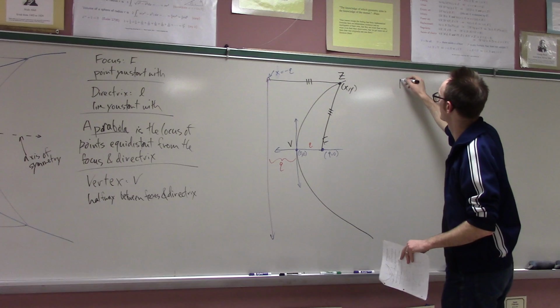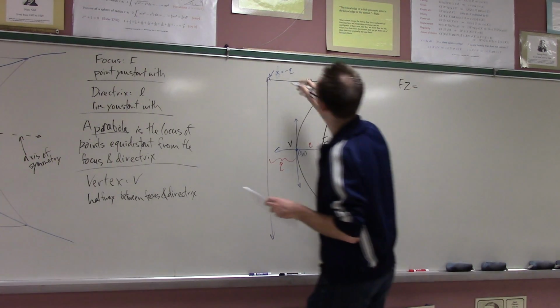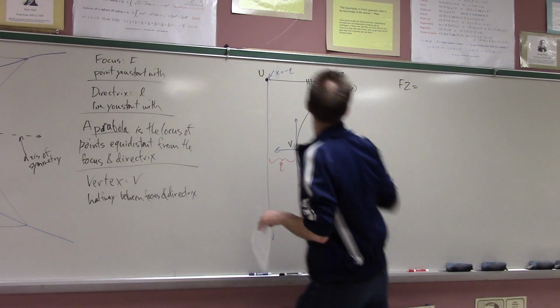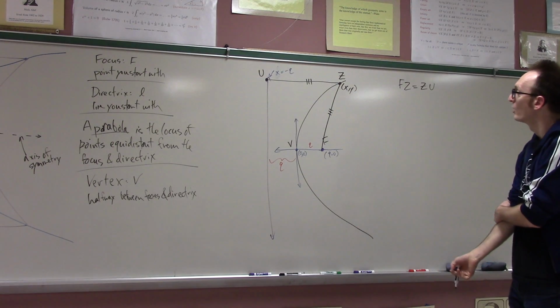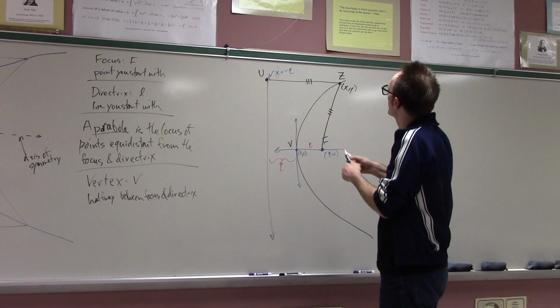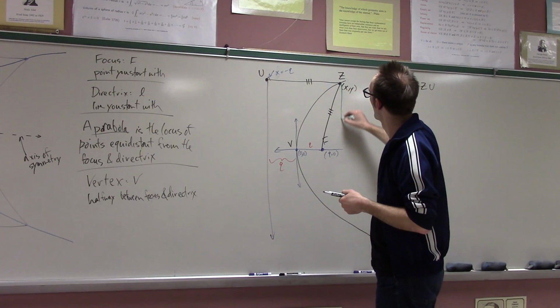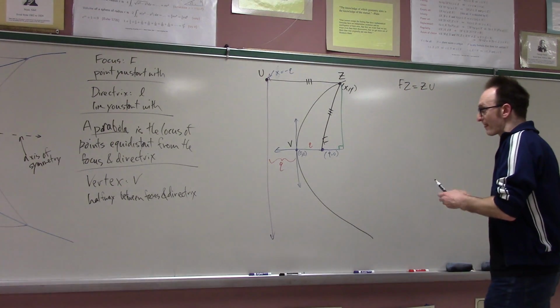So I'll just write this over here. FZ equals, I don't know what we want to call this point, like U or something, ZU, by definition of parabola. Okay, now when it comes to finding this length, you can just use the distance formula or the Pythagorean theorem, which amounts to the same thing.